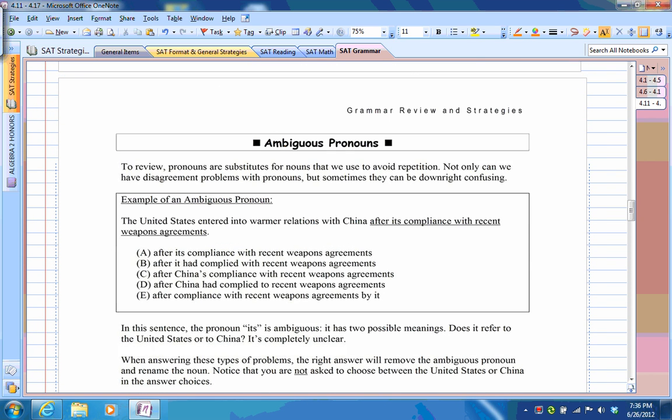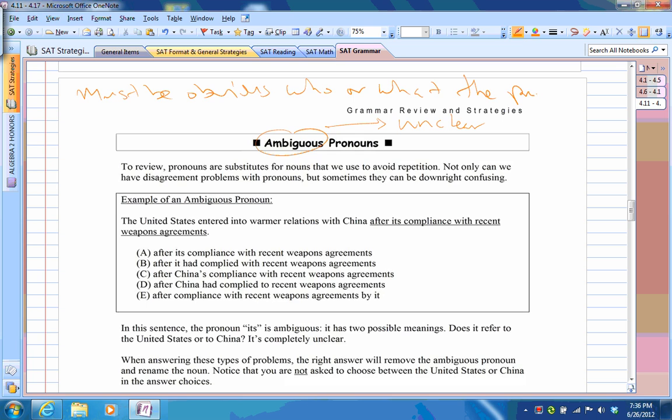Ambiguous pronouns. When you hear the word ambiguous, ambiguous means unclear. So, it must be obvious who or what the pronoun is referring to.